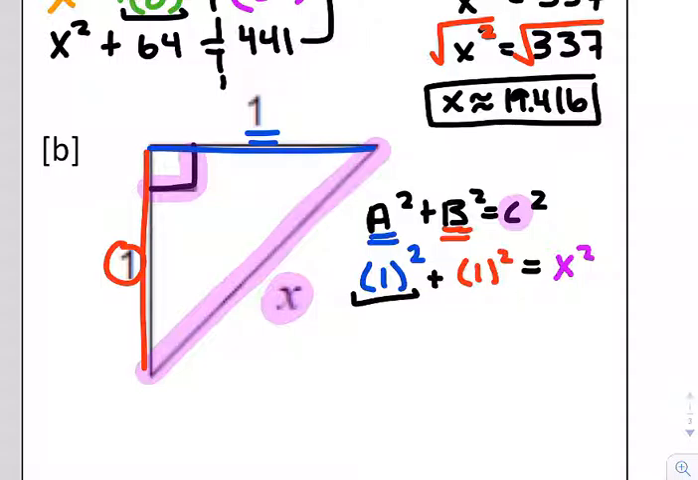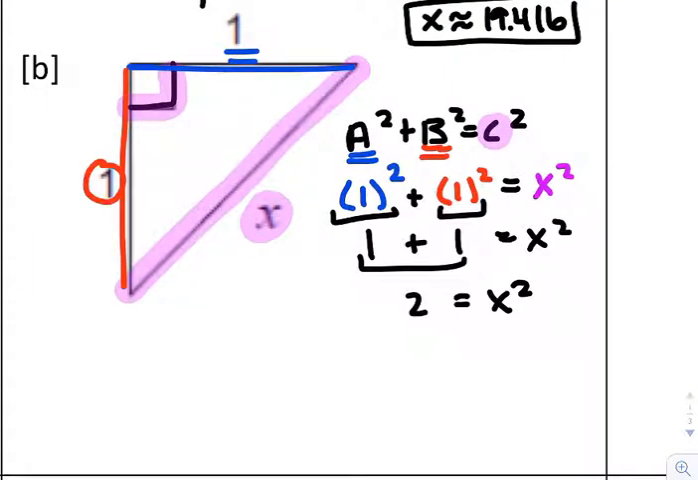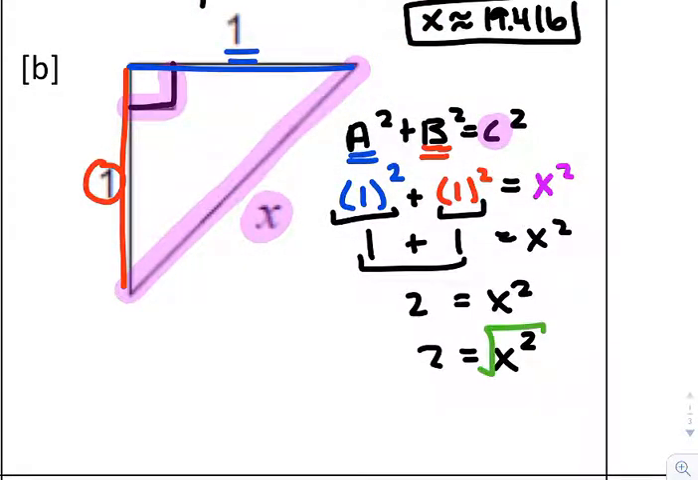We have 1 squared, which is 1, plus another 1 squared, which again is 1. And that's going to equal our x squared, because that's what we're trying to find. 1 plus 1, of course, is 2. Okay. And now we have our x trapped by a square. So we'll undo that by applying a square root to undo the square. Of course, we do it to one side, we must do it to the other.